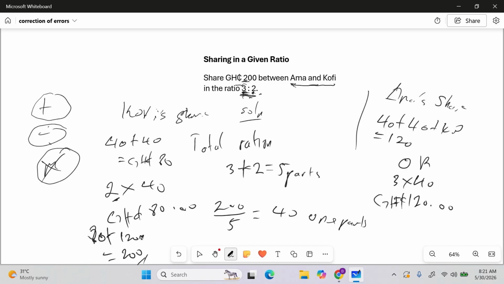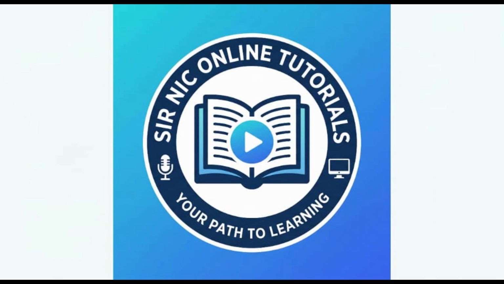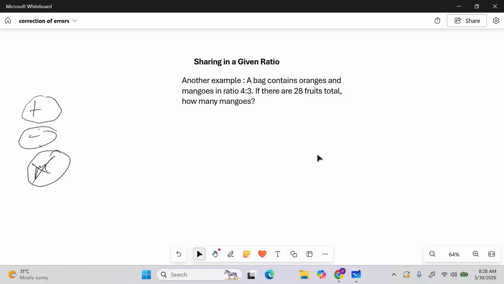Let's take another question to solve to enhance our understanding. All right, so let's solve this one. Now, this is another example. We have a bag that contains oranges and mangoes in ratio 4 to 3. If there are 28 fruits total, how many mangoes?